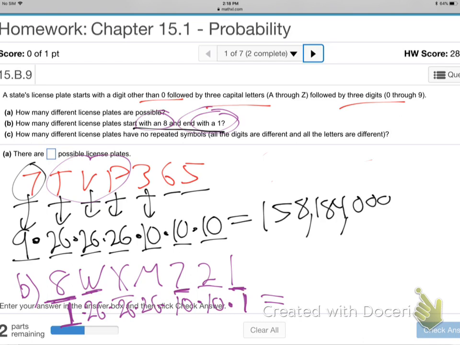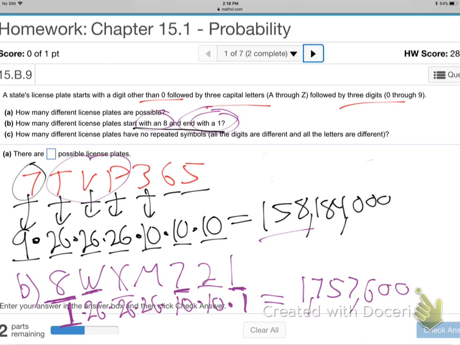So multiply that together. It's going to be a lot lower than the last one was. I'm getting 1,757,600. A lot less, huh? This had 158 million. That limits your options quite a bit. That might not be enough to cover the cars. So there you go. So that we got to do part C, huh? So let's go on. Is that good so far?